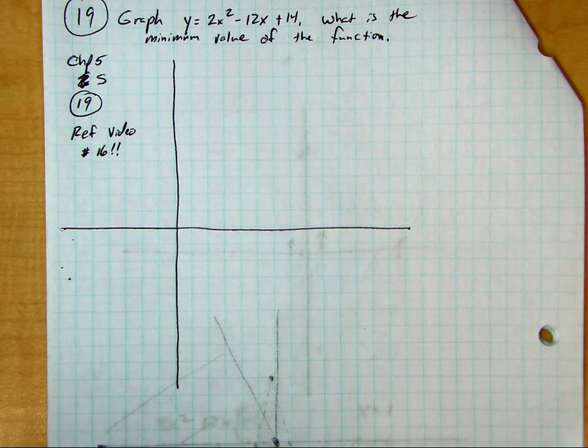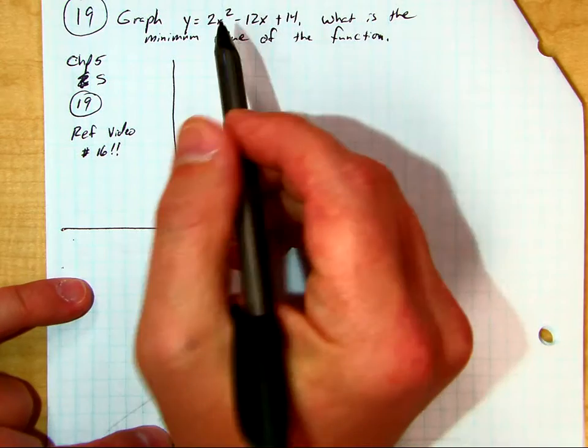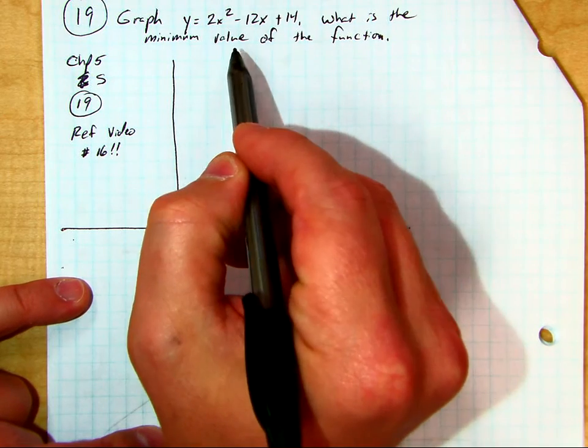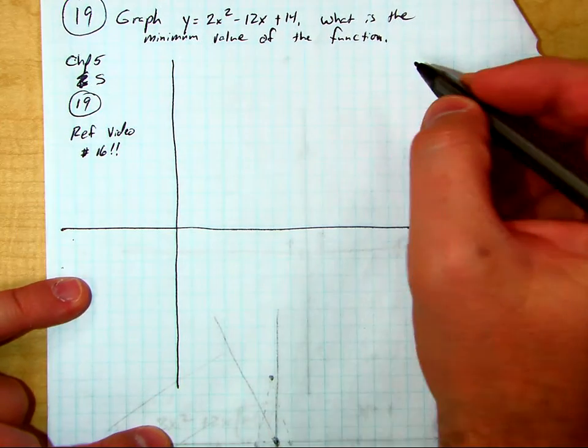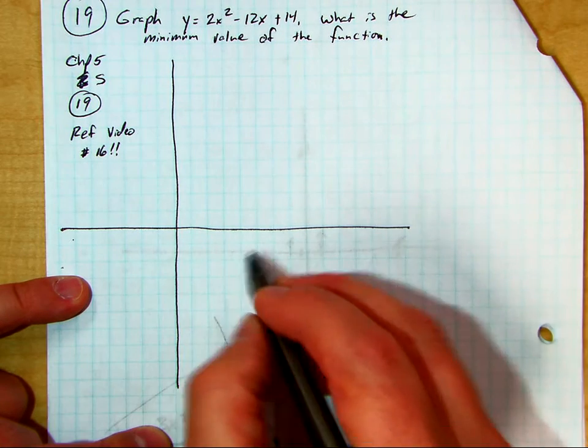Okay, here's attempt number 2 at the final question number 19, the final review demo series. We're going to graph this function and then find the minimum value. The student who asked this question wanted me to find the vertex using negative b over 2a. I'll do it down here.